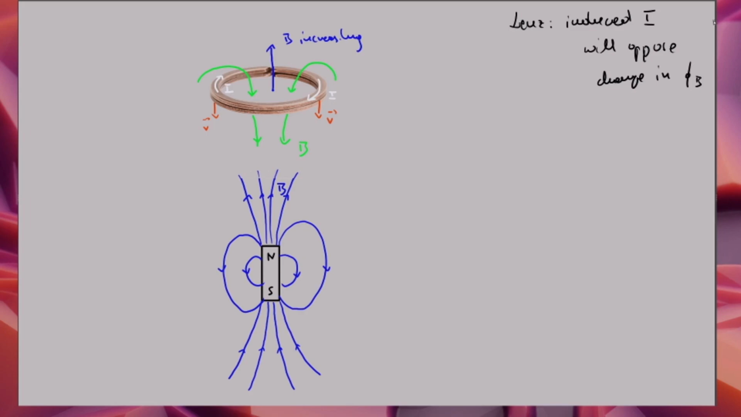And so Lenz's law is a little faster than the right-hand rule. You can use the right-hand rule to determine the direction of the current, but it takes longer to do. It's a little faster and easier to do with Lenz's law if you understand how to use it. All right, so I'm going to do a few more examples of how Lenz's law is applied, but this will do for this video.